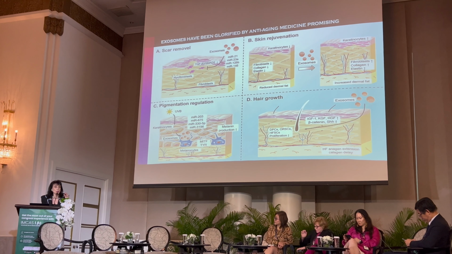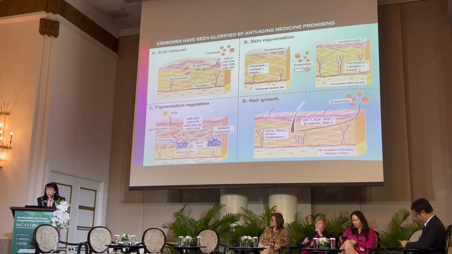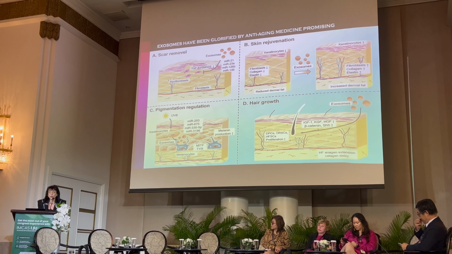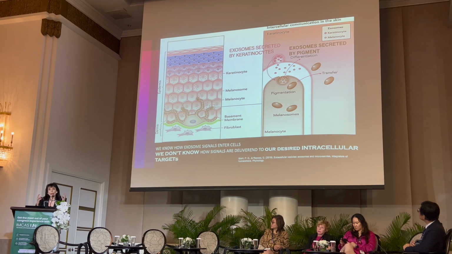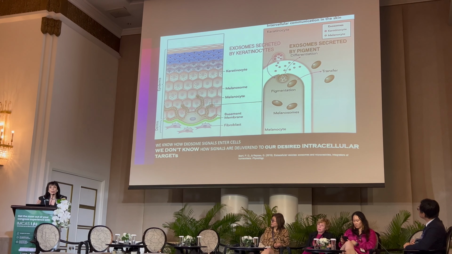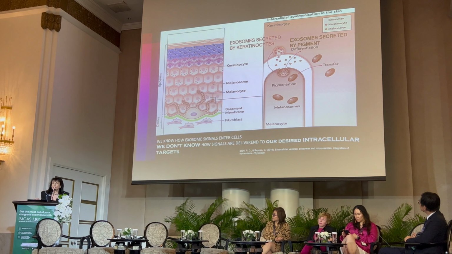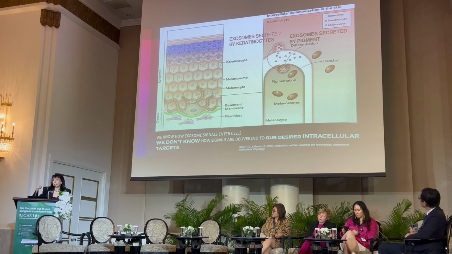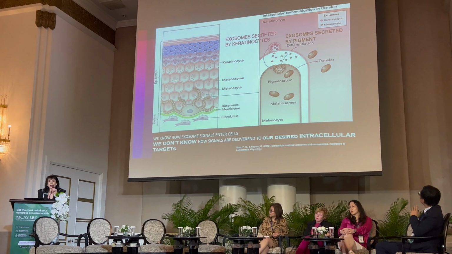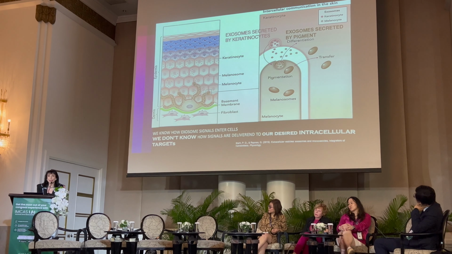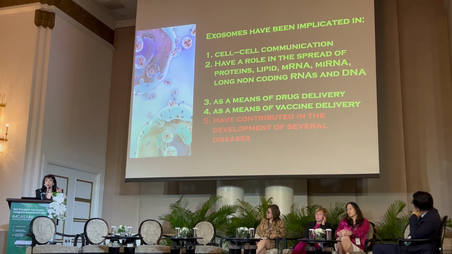They have also been used, like the previous speaker said, in rejuvenation, scar removal, skin rejuvenation, hair growth, and pigmentation. But we have to be careful because all cells, including pigment cells, excrete exosomes. So if the pigment cell excretes the exosomes, well, that's not a very good thing, is it? So again, it goes back to the isolation and contamination process that I spoke about earlier, and how important that is.